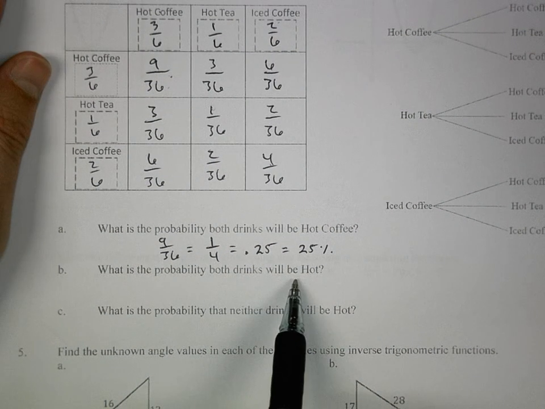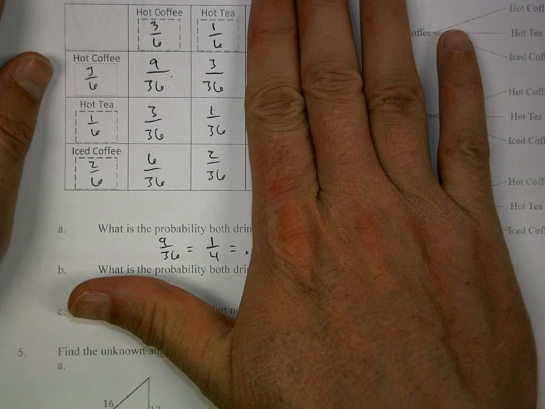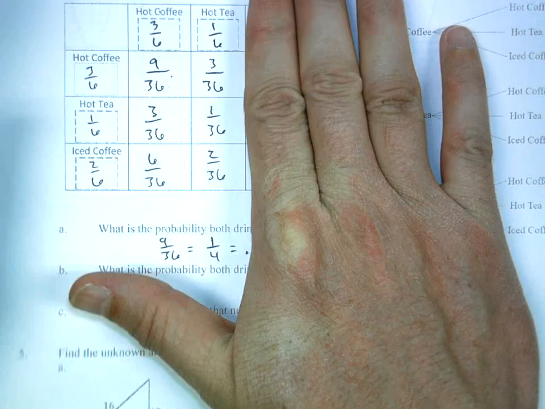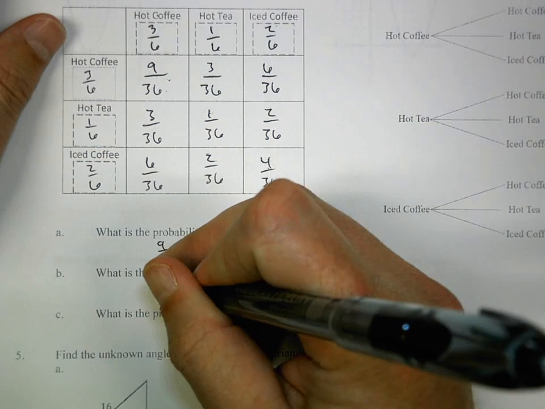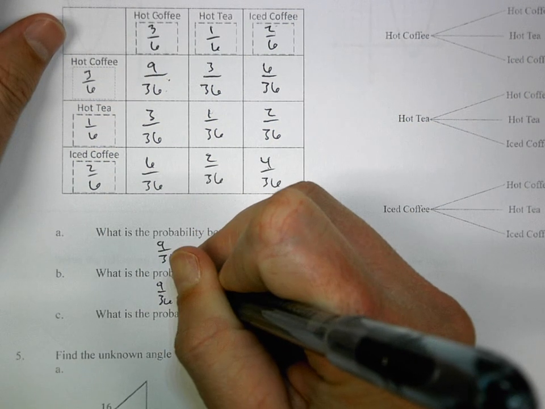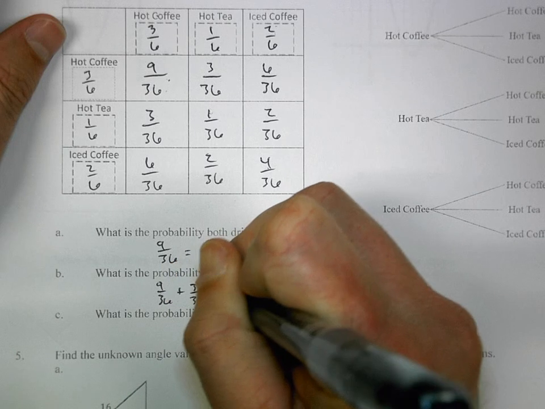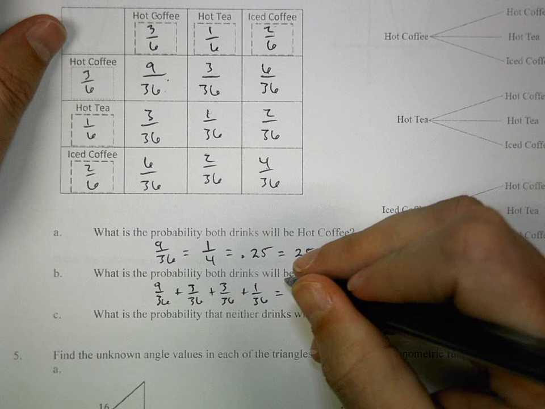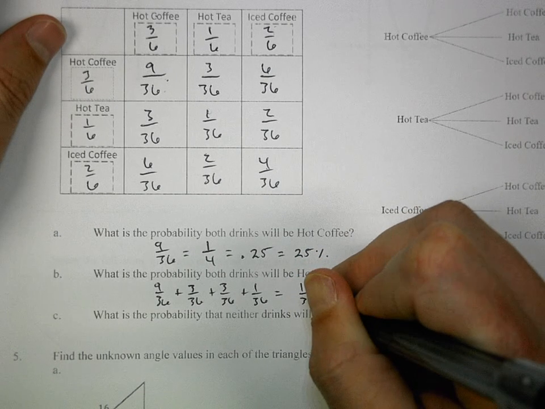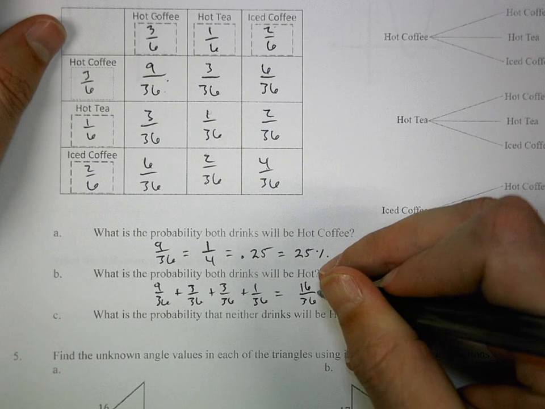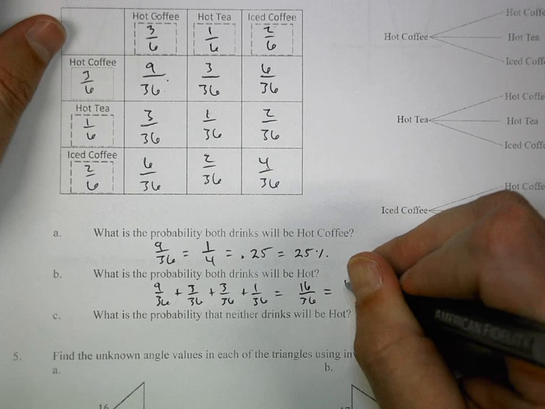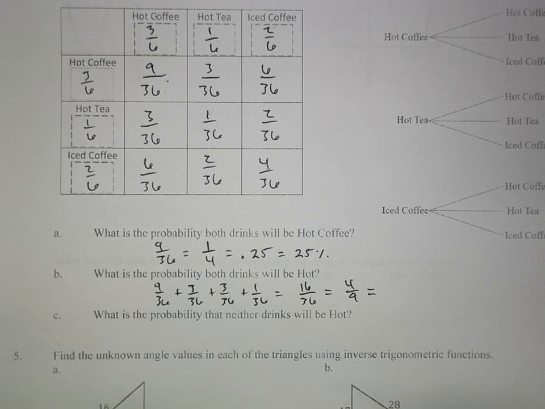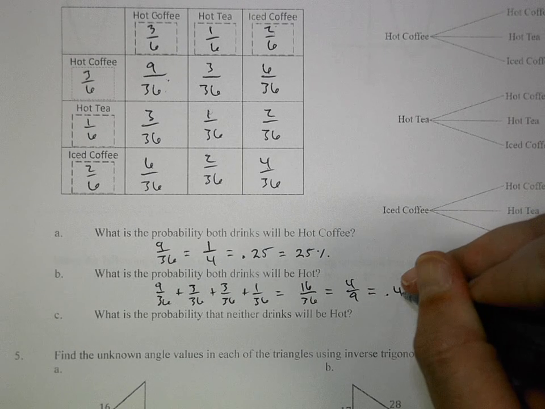Probability both drinks will be hot, so that means we're going to look only at the hot drinks like that, and we're going to add all of those together. So we have 9 out of 36 plus 3 out of 36 plus 3 out of 36 plus 1 out of 36, which all together would be 16 out of 36. And when you reduce, it becomes 4 out of 9. As a decimal, it would become 0.44.